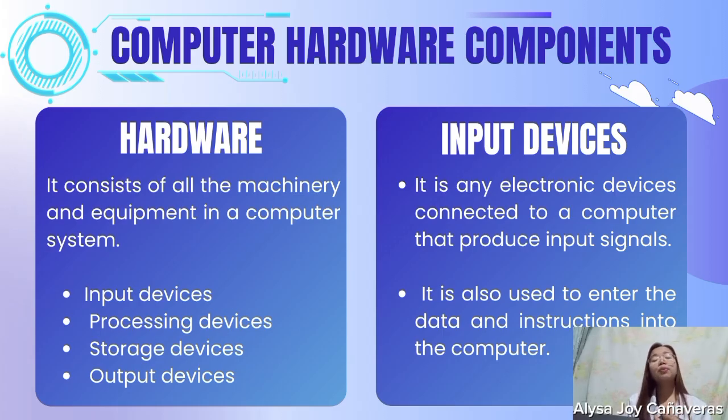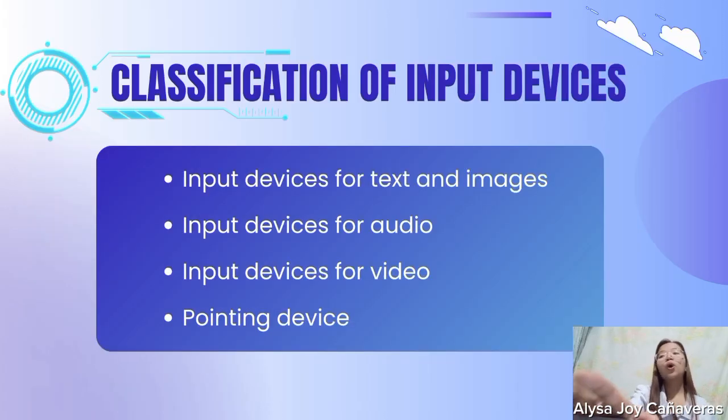So input devices are anything that could help in entering data in the computer, wherein the computer would later on process that data, and output devices would later on give the result of that data in the outside world. There are four classifications of input devices: input devices for text and images, input devices for audio, input devices for video, and pointing devices. We'll be giving examples of the input devices one by one.